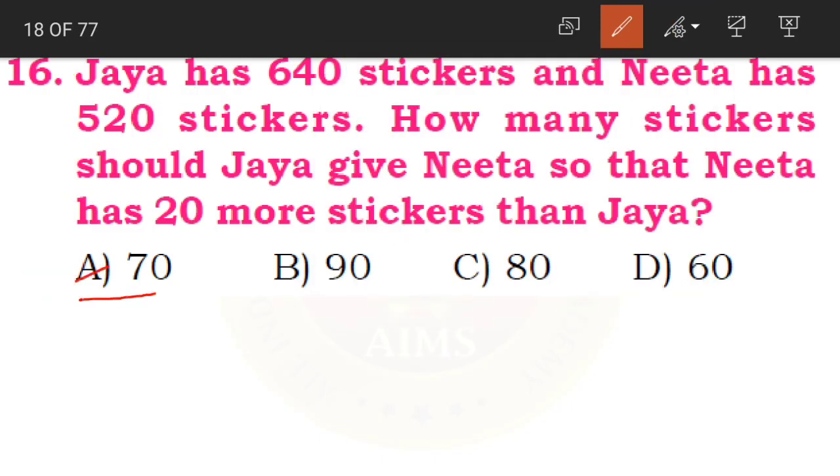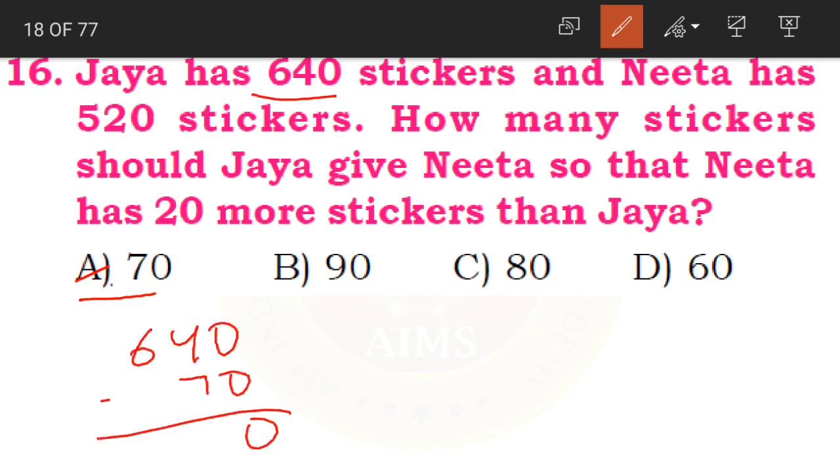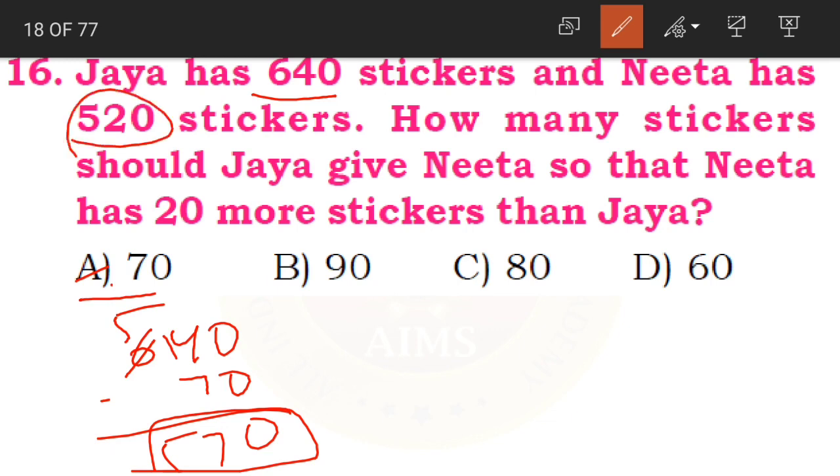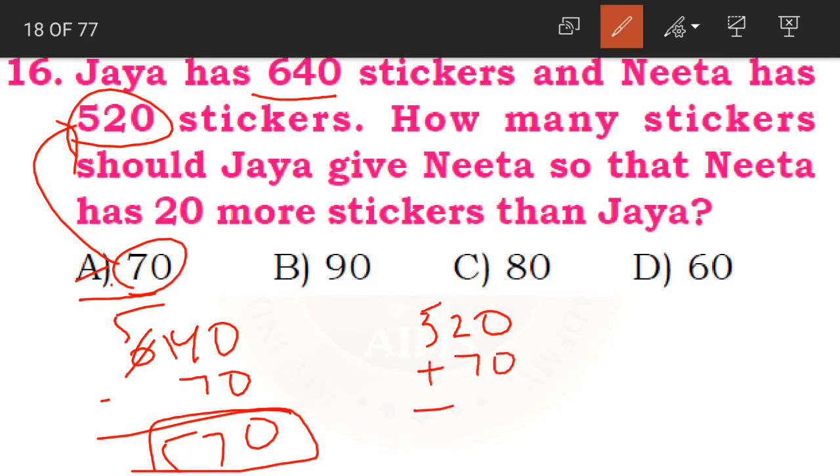Now the easy way to find out the answer, children, is by using each option. We should take option A and check whether it is the right answer or not. See, suppose Jaya gives away 70 stickers. So we'll subtract: 640 minus 70. What is our answer? 570. Now those 70 stickers are given to Neeta. So 520 plus 70 is 590. See, children, our luck, right? The first answer is the correct answer.